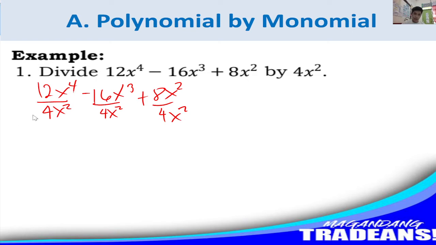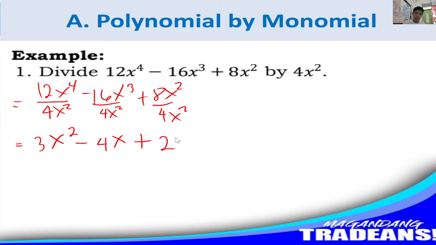Okay, as you could still remember, when you divide monomials with exponents, just subtract the exponent. For example, 12 divided by 4, that's 3. Then subtract 4 minus 2, magiging 2 na lang siya dito. Then 16 divided by 4 is 4. Then x cubed, x squared rather, 3 minus 2, that is x raised to the power of 1 or simply an invisible 1. Then plus 8 divided by 4, that is 2. X squared divided by x squared, that is equivalent to 0. So 0, wala na pong ilalagay na x. And that is now the answer.